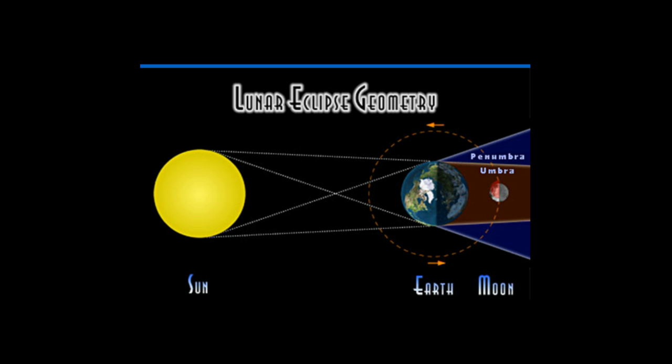Now, you should also recognize that because the moon is at its furthest point from the sun in a lunar eclipse, it can only occur at full moon. Write those two things down. The moon is at the furthest point from the sun, therefore a lunar eclipse can only occur at full moon. Write that in your notes.